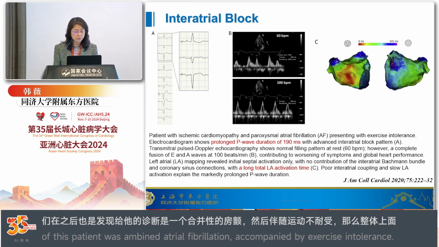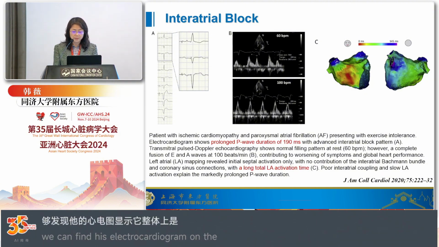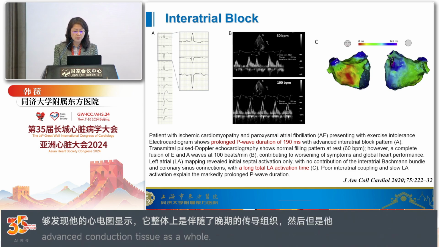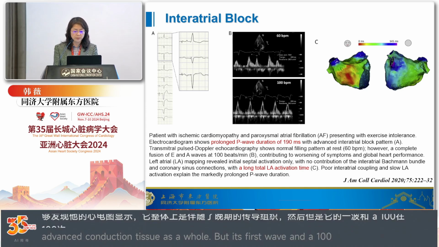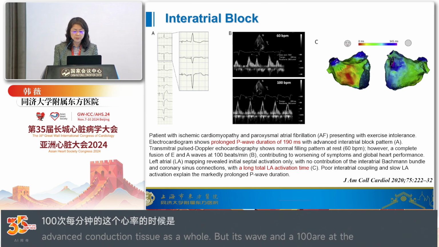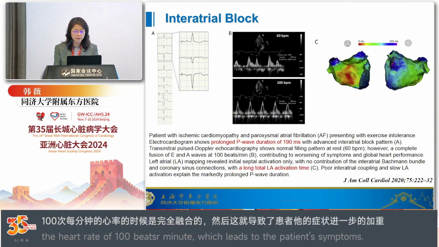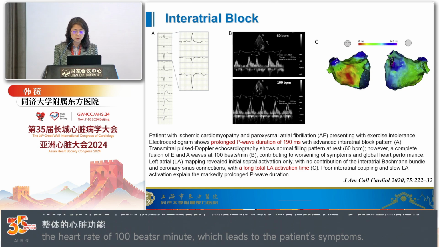And the transmural pulse echo shows a normal filling pattern at rest. However, there is a complete fusion of the E and A waves at 100 beats per minute, and this means atrial failure. This contributes to worsening of the symptoms and global heart performance.